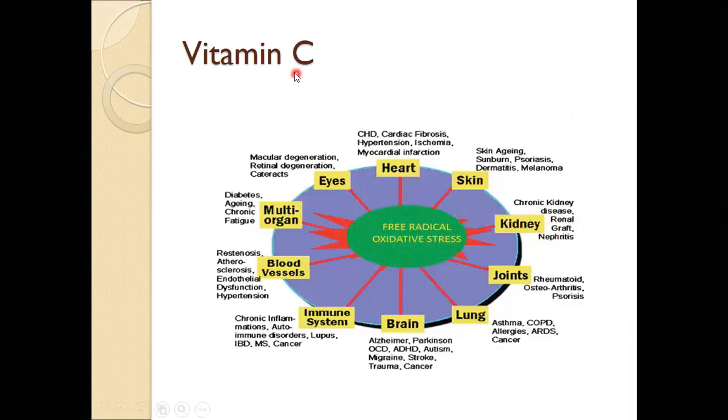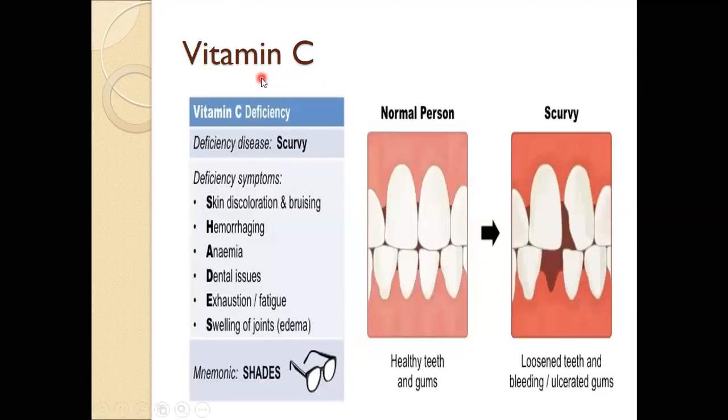And it's very important antioxidant. The main function of vitamin C is that it acts as an antioxidant, free radical scavenger, or it fights oxidative stress. So it has an effect on the heart, the skin, the kidney, the joints, the lung, the brain, the immune system, the blood vessels, multi-organs, and the eyes, and so on. It affects all the organs of the body because it's a very potent antioxidant.